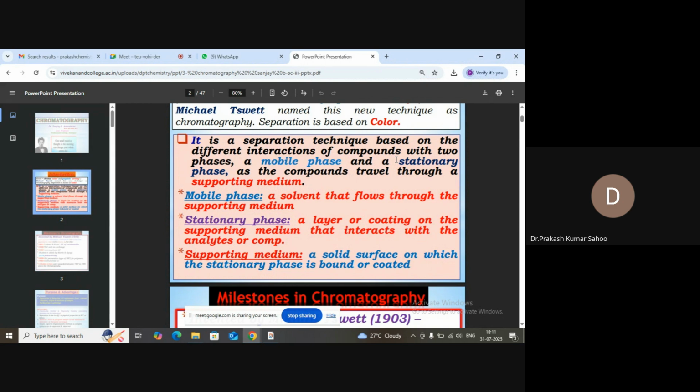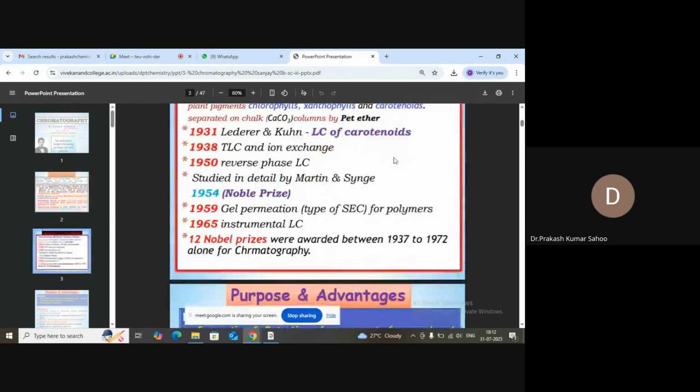So what is the mobile phase? A solvent that flows through the supporting medium. The stationary phase is a layer or a coating on the supporting medium that interacts with the analytes or compounds. So what is the supporting medium? A solid surface on which the stationary phase is bound or coated. So there are mainly two phases, mobile phase and stationary phase.